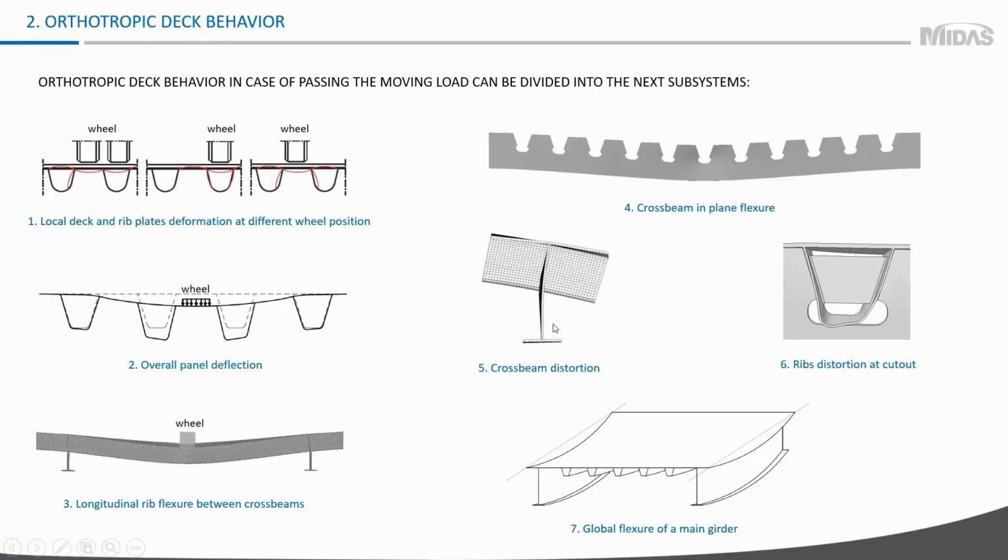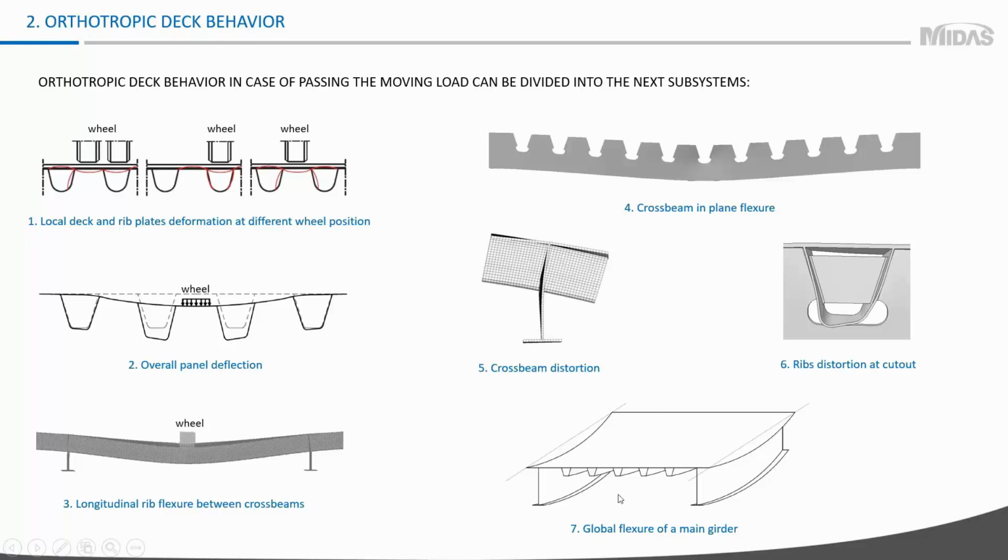Then crossbeam distortion. This distortion of the web of the crossbeam is because of a local flexure of the longitudinal rib between crossbeams. And the next subsystem is the rib distortion at the crossbeam. If the concentrated wheel load is arranged between the ribs, the rib has torsion in the place of the intersection of the longitudinal rib and the crossbeam. If there are cutouts, this torsion produces a local deformation of the rib wall and occurrence of secondary stresses.